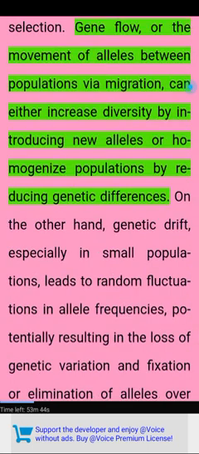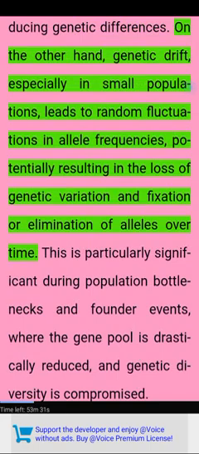Gene flow, or the movement of alleles between populations via migration, can either increase diversity by introducing new alleles or homogenize populations by reducing genetic differences. On the other hand, genetic drift, especially in small populations, leads to random fluctuations in allele frequencies, potentially resulting in the loss of genetic variation and fixation or elimination of alleles over time.